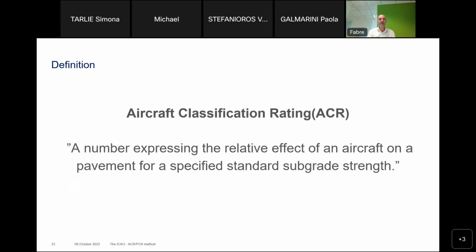So regarding the definition, this is not something new, but this is exactly the same as for the ACN. The only difference is the letter R, which replaces the letter N. So the definition of the aircraft classification rating is the number expressing the relative effect of an aircraft on a pavement for a specified standard subgrade strength.